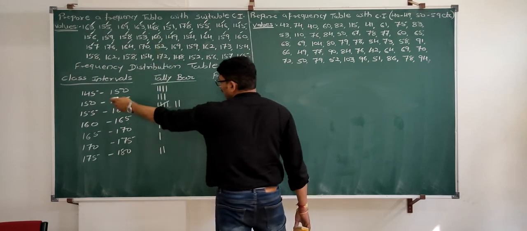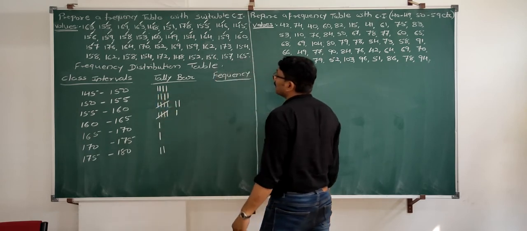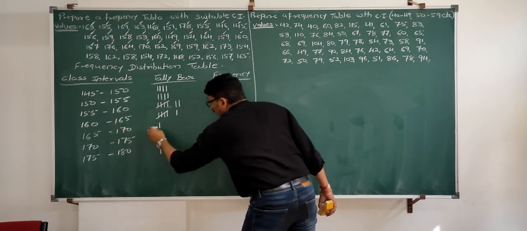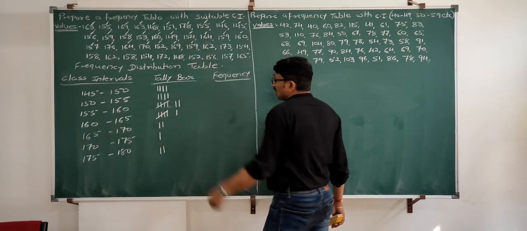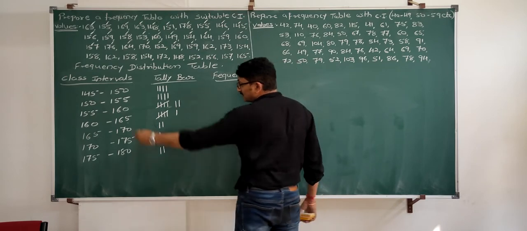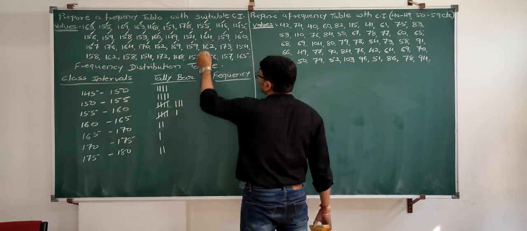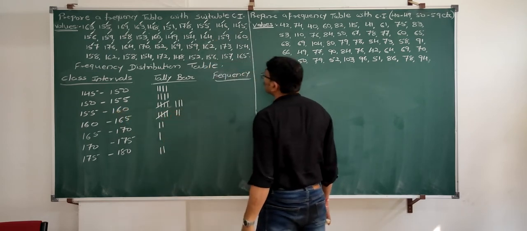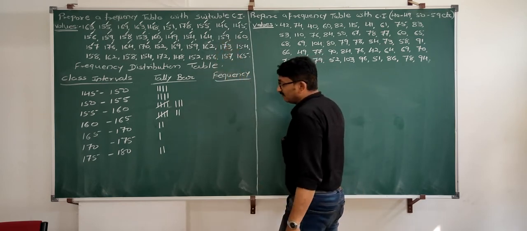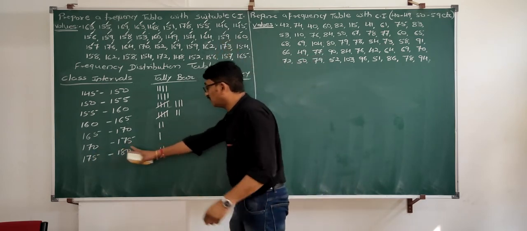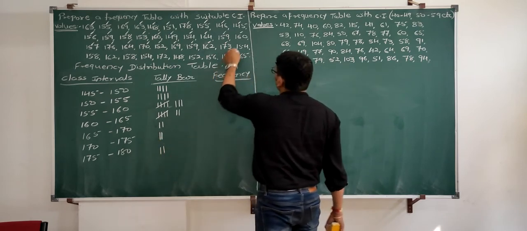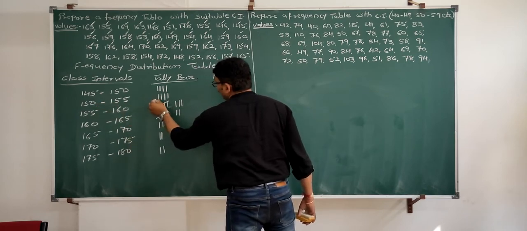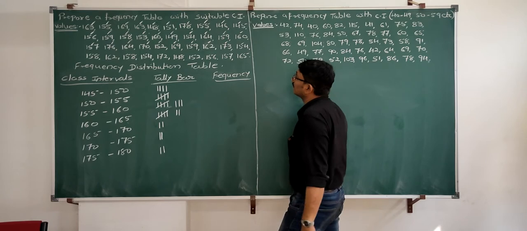152. 152 comes under 150 to 155. 169. 169 comes under 165 to 170. 159. 159 comes under 155 to 160. 162, it comes under 160 to 165. 173, 173 comes under 170 to 175. 154 comes under 150 to 155, 4 lines. Fifth line is a cross line.